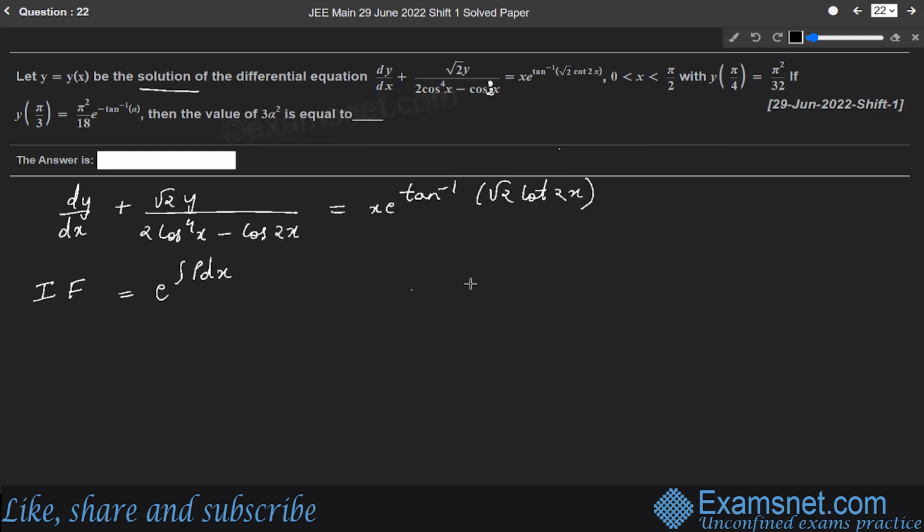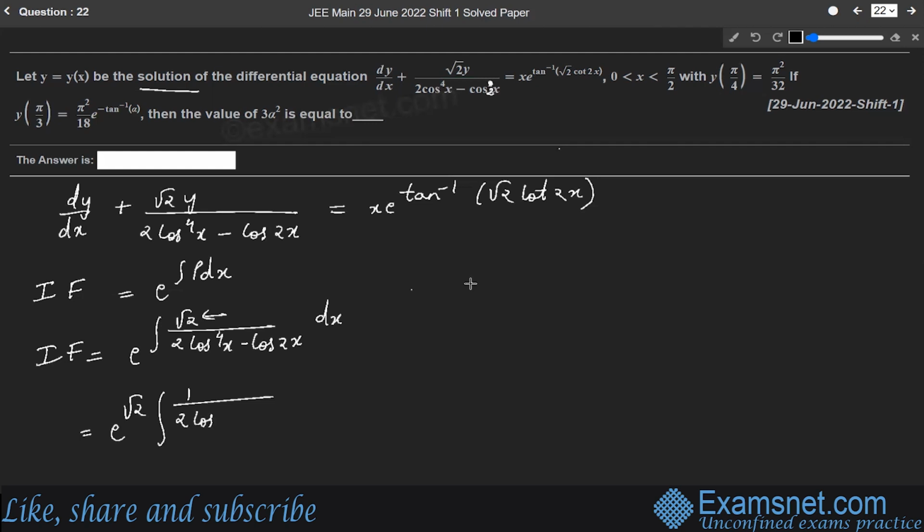Okay. So for this given equation, integrating factor will be e power integral of P. The value of P here is root 2 divided by 2 cos power 4x minus cos 2x, and dx. This root 2 is a constant, so it will go outside. So it is e power root 2 integral of 1 upon 2 cos power 4x minus cos 2x dx. Okay, this integral is in the power. Now, we have to use a very short trick to solve this question.